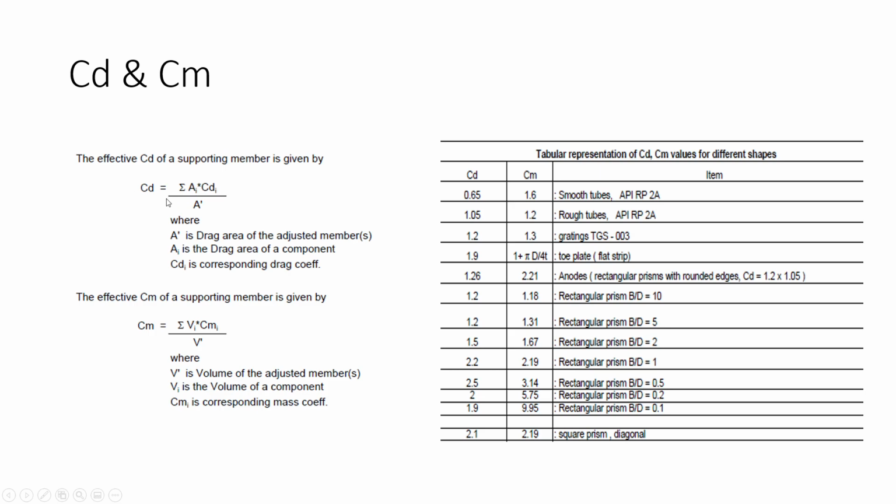If you see the CDCM calculation in API RP2A, these two guidelines will be there: 0.65 and 1.6 for smooth tubes, 1.05 and 1.2 for rough tubes. What is a smooth tube and a rough tube? Smooth tube is for the splash zone members; they are called smooth tubes. Where we are below the water line, we call it a rough tube.